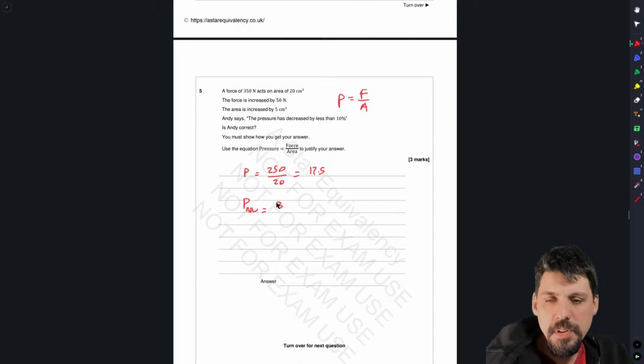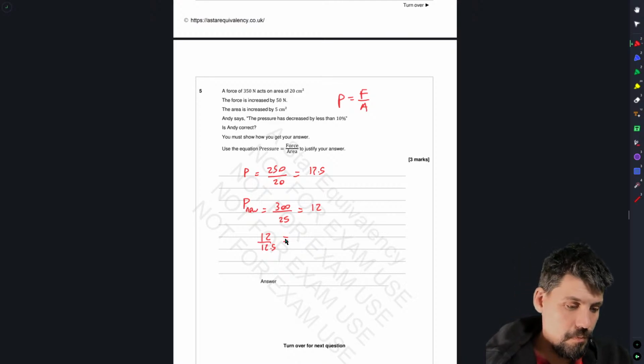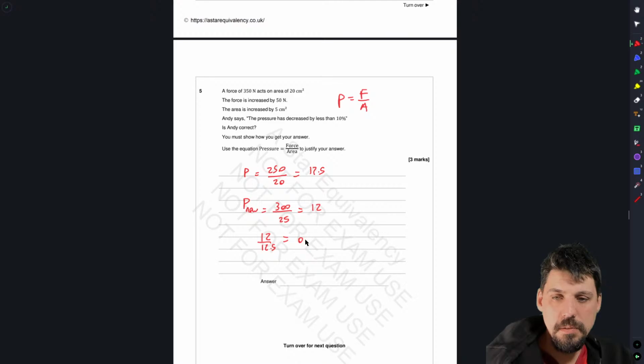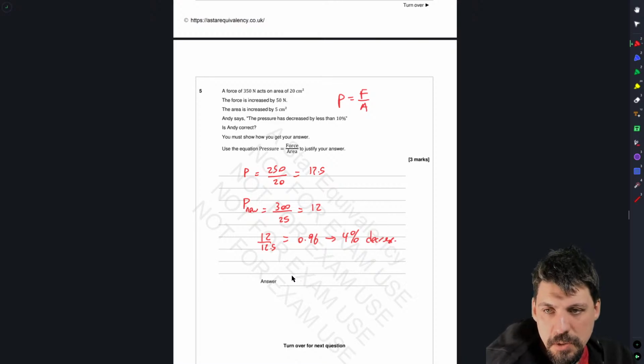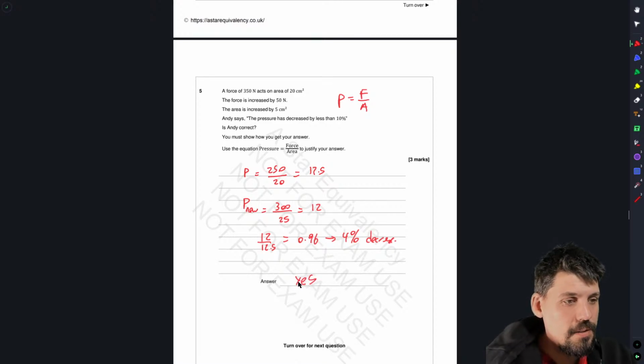The force is increased by 50. But the area is increased by 5. That's 12. So what's that as a percentage decrease? If we do 12 over 12.5, that is 0.96, i.e. it's a 4% decrease. So is Andy correct? The pressure has decreased by less than 10%. Yes.